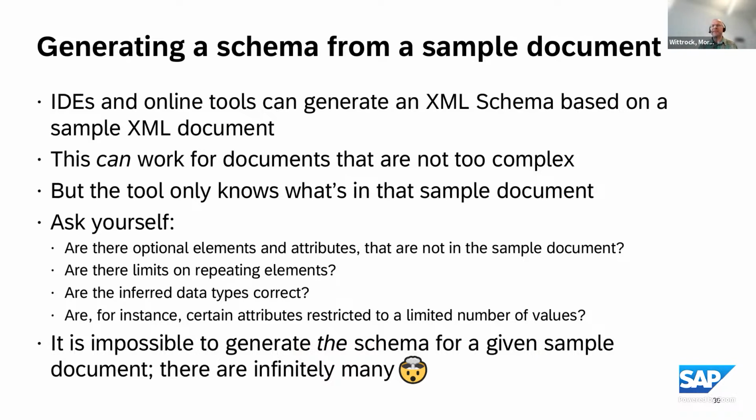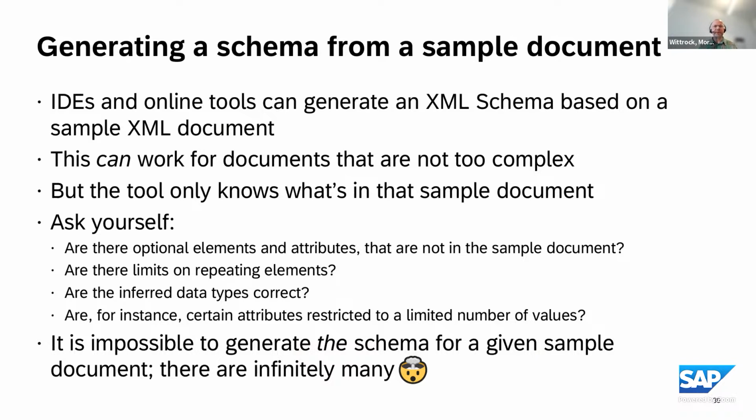And let's assume that the sample document represents a class of documents. So how do they differ? You need to ask yourself, are there optional elements or attributes that are not in the sample document? If that's the case, then they won't be in the schema either. And then when you receive such a document with one of those optional elements present, that will be invalid according to this schema, right? Because it doesn't know about them.